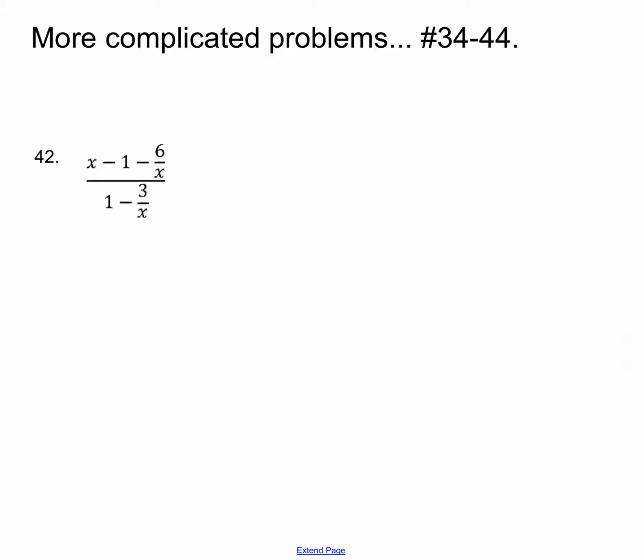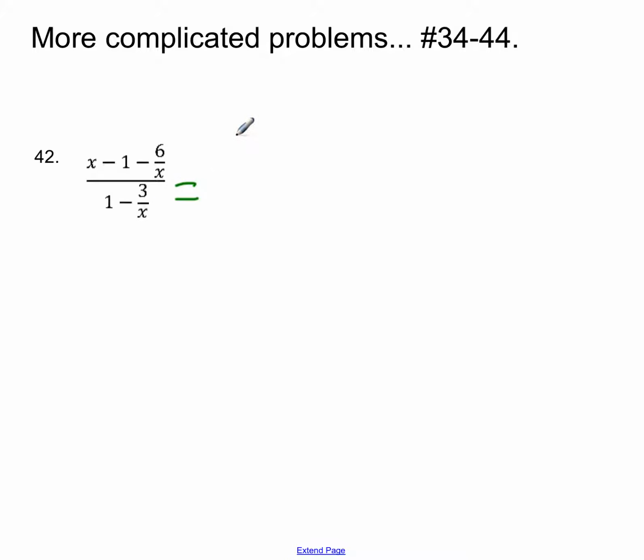So 34 to 44 have some more complicated problems. They have lots of combinations of adding, subtracting, and reducing, all of those good things. So let's do one of them together. This is number 42. So I see a subtraction problem and a division problem. Well, I'm going to have to deal with the numerator and make it one thing first, and the denominator and make it one thing first, and then divide it.